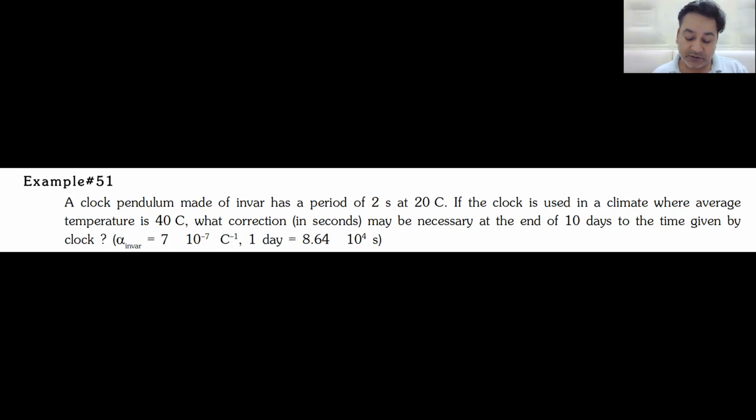A clock pendulum made of invar has a time period of 2 seconds, which is known as a seconds pendulum. If the clock is used in a climate where average temperature is 40 degrees Celsius, what correction in seconds may be necessary at the end of 10 days to be given by the clock?